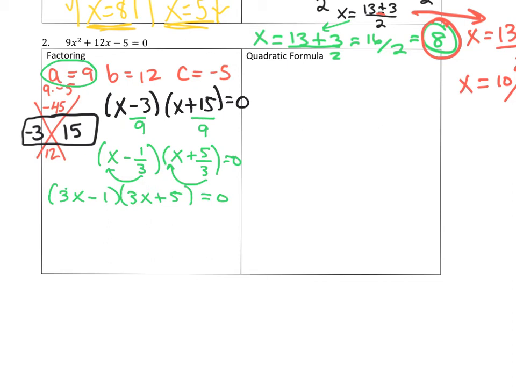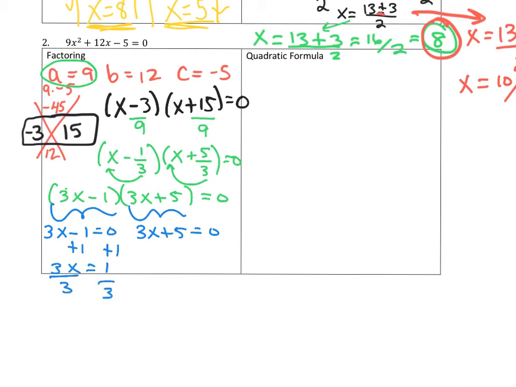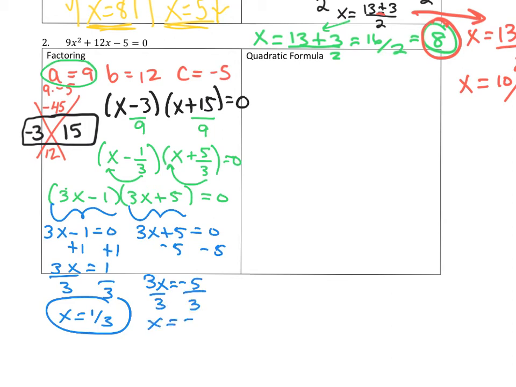And then your last step is you set your factors equal to 0 and solve. So we'll have 3x minus 1 equals 0. 3x plus 5 equals 0. So add 1 to the left one, so we get 3x equals 1. Divide by 3. We have x equals 1/3, so that's one of the values. For the other one, we subtract 5. So we have 3x equals -5. Divide by 3. So we have x equals -5/3. Those are our two values.